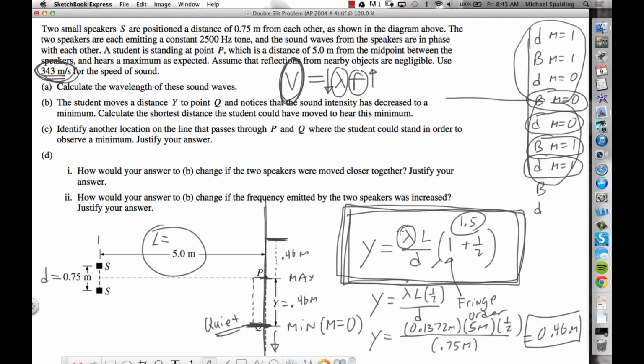If wavelength decreases, if that goes down, what's going to happen to Y? It's going to go down. And that's the answer. Y will decrease. The separation between loud and quiet will get closer.